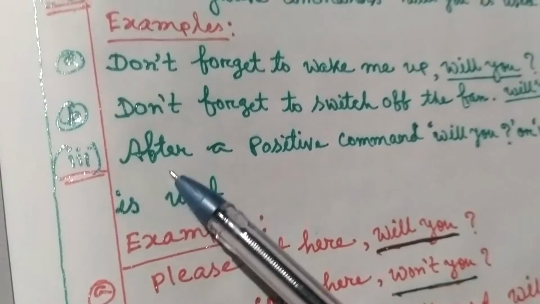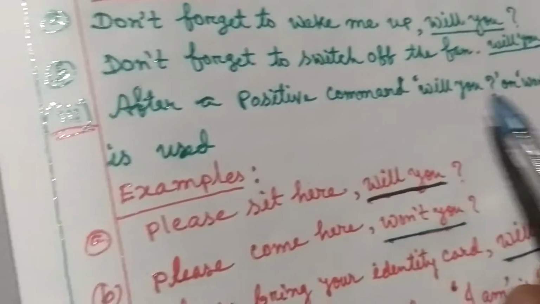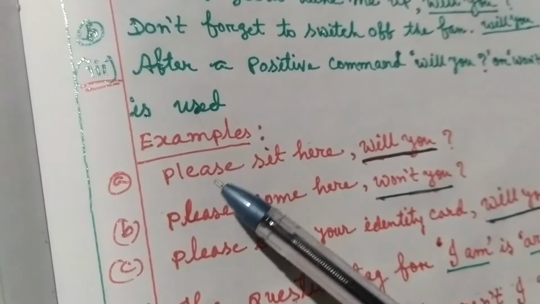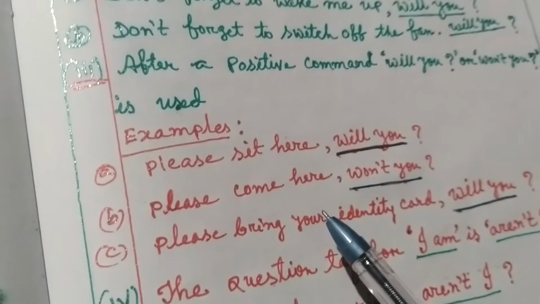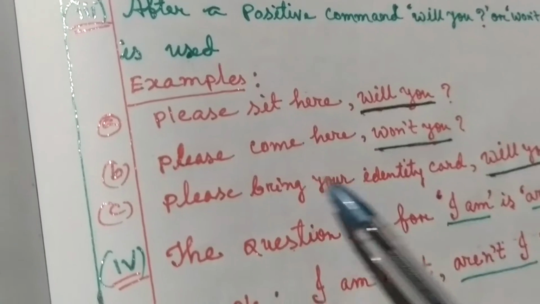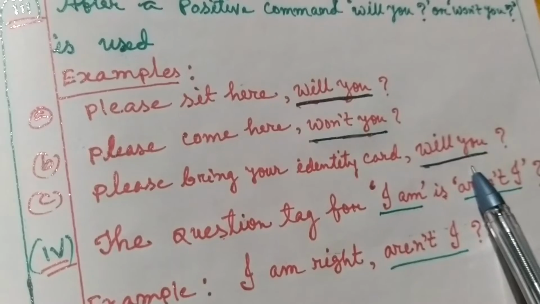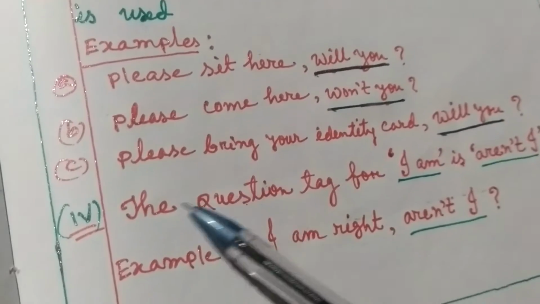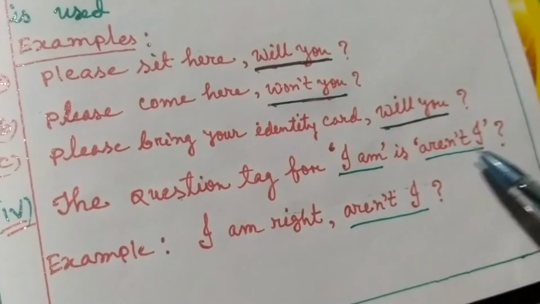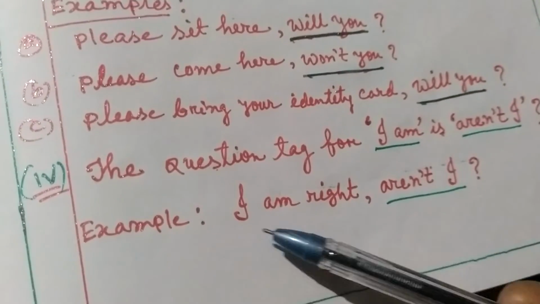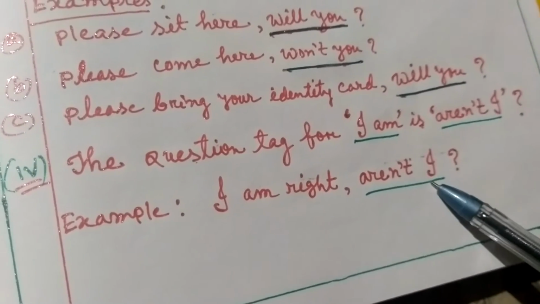Next, number 3, after a positive command, will you or won't you is used. Examples: A, please sit here, will you? B, please come here, won't you? C, please bring your identity card, will you? Number 4, the question tag for I am is aren't I. Example, I am right, aren't I?